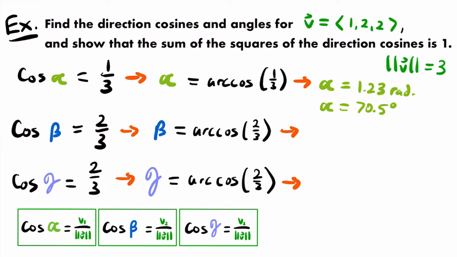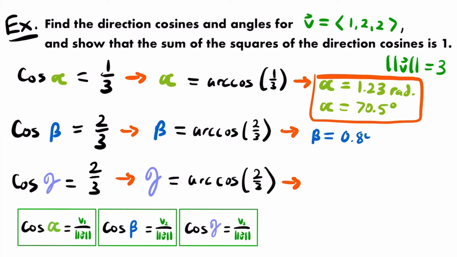All right, so these are both the same angle. It's just that one is in radians and the other is in degrees. So that's alpha. That's what you get if you plug arc cosine of 1/3 into your calculator. Now let's solve for beta. If you plug arc cosine of 2/3 into your calculator, you will find that beta is equal to 0.84 radians.